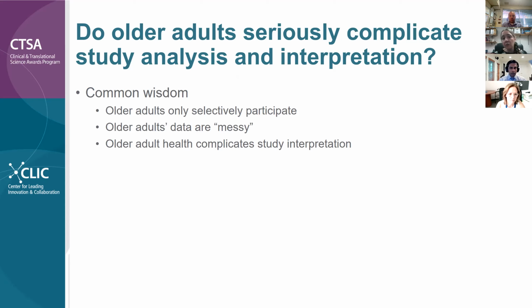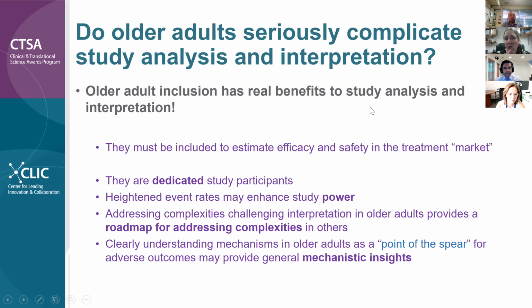And I would be lying to say that none of this goes on. But my own feeling is that sometimes these issues are overblown, at least relative to similar issues that also occur in younger participants. Besides that, older adult inclusion, I would claim, has real benefits to study analysis and interpretation. It's not just a litany of downsides.